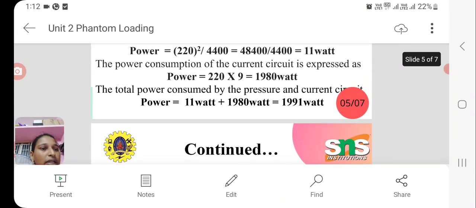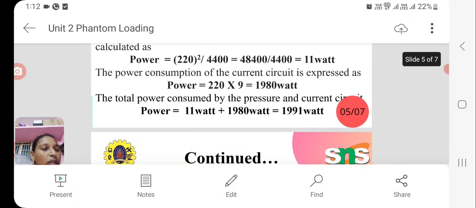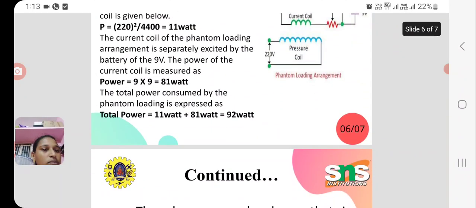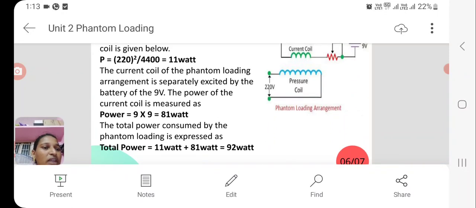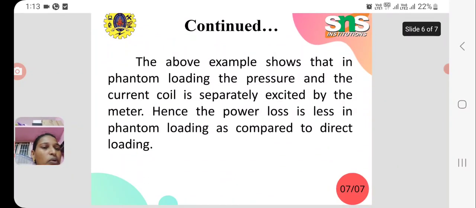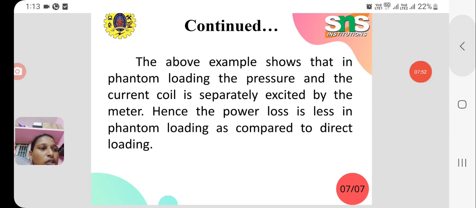Now you have a clear idea about what phantom loading is. By the actual direct loading method, the power is 1991 watts, but it is just 92 watts by using the phantom loading method. So the above example shows that in phantom loading, the pressure coil and the current coil are separately excited. Hence, the power loss is less in phantom loading as compared to direct loading.